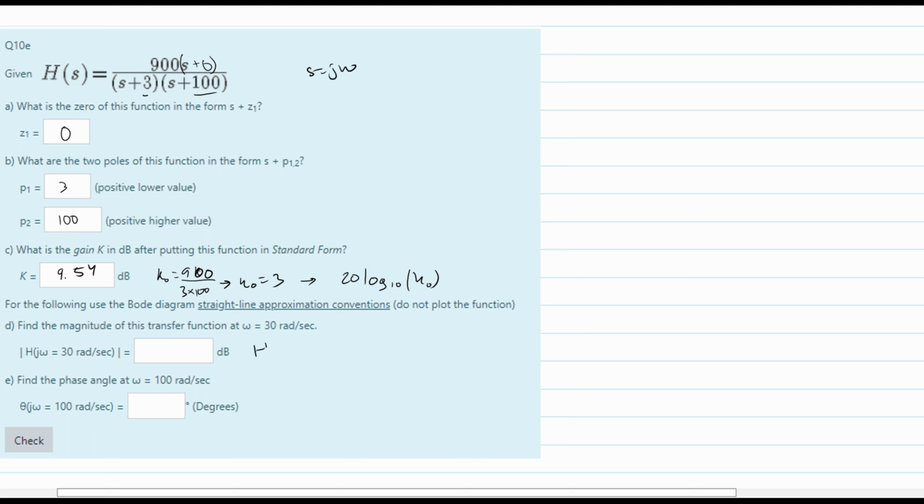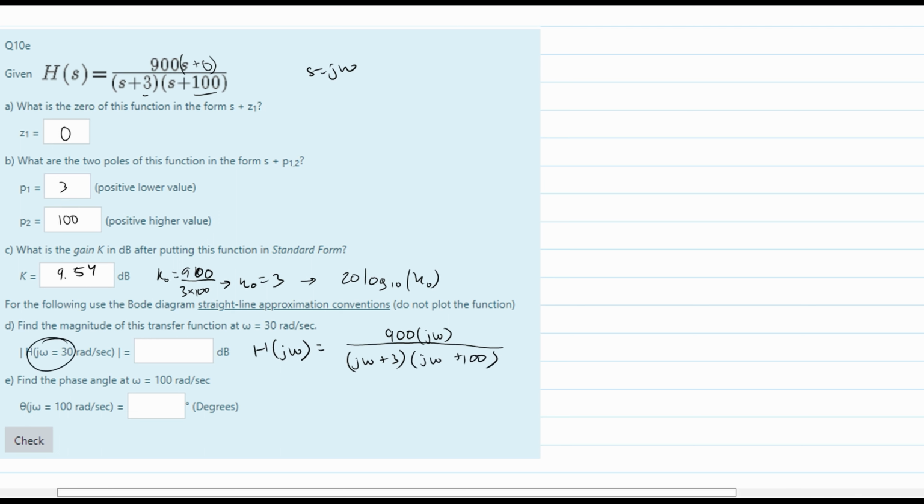So we are going to have H of j omega, and this is going to be equal to our 900 times nothing, because we have our s, but after the s, we just have j omega. Now, beneath this, we are going to have our j omega plus 3, and then we are also going to have our j omega plus 100.